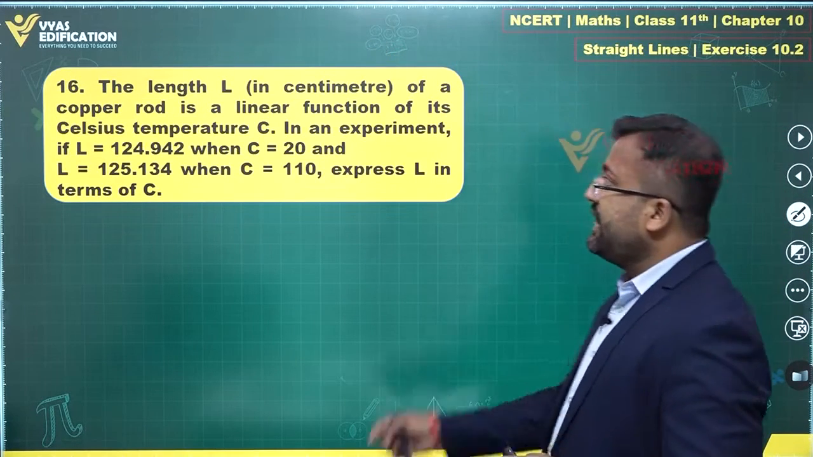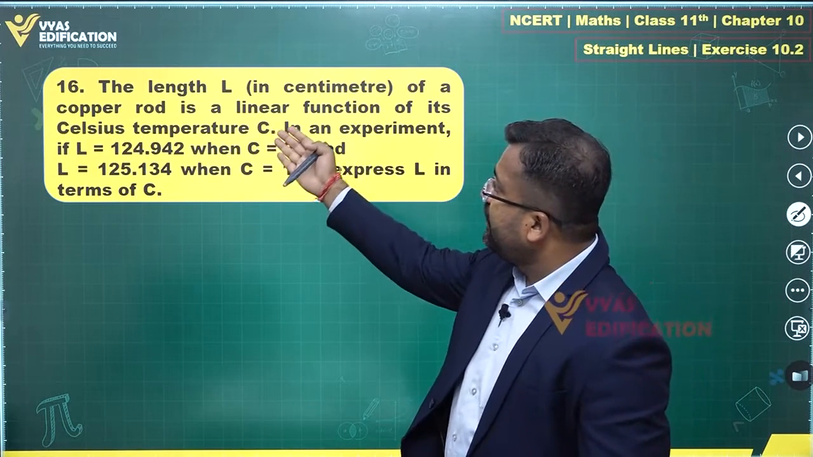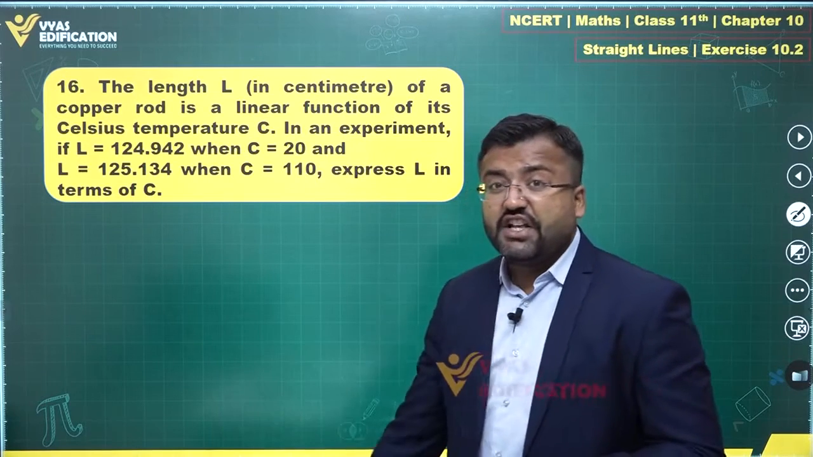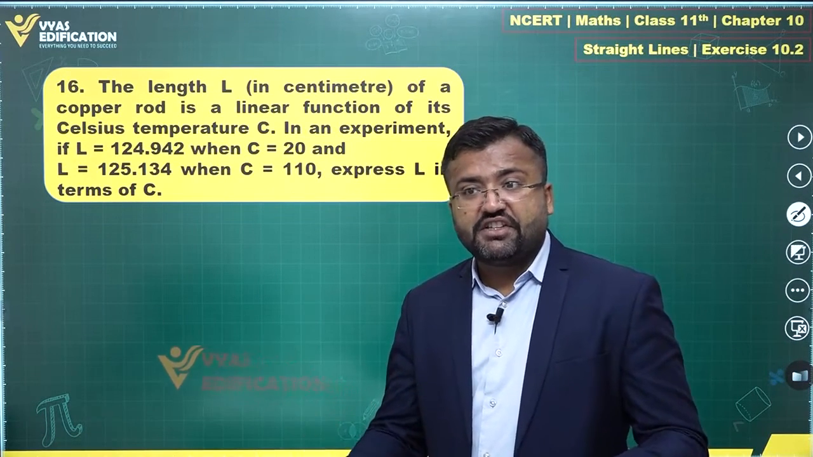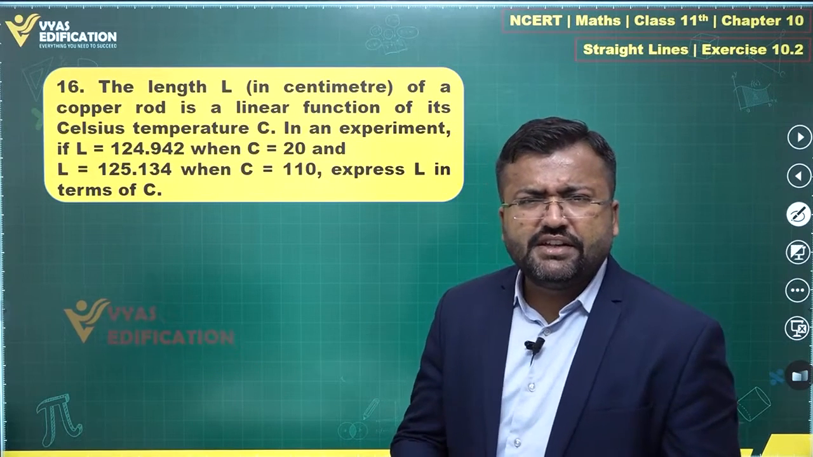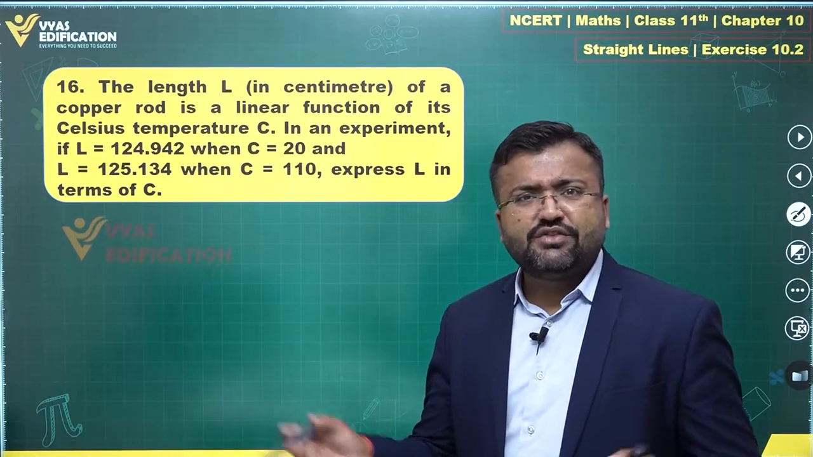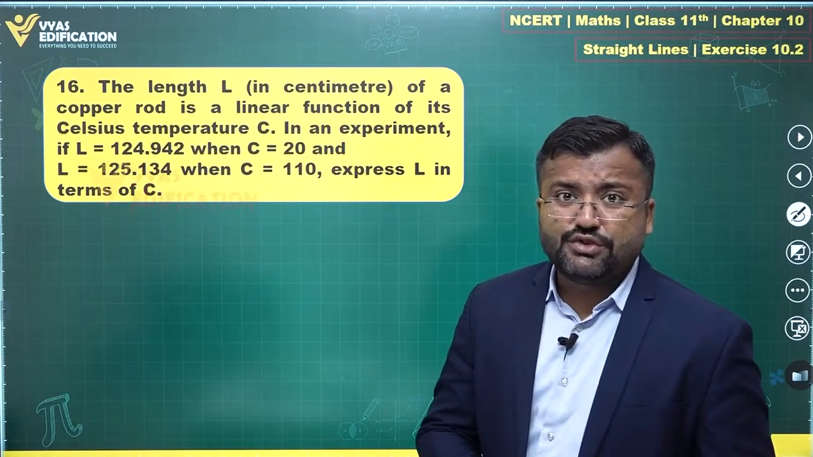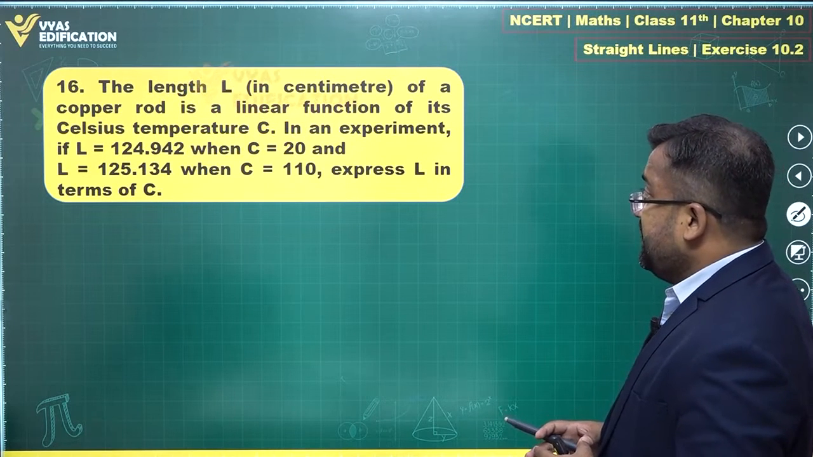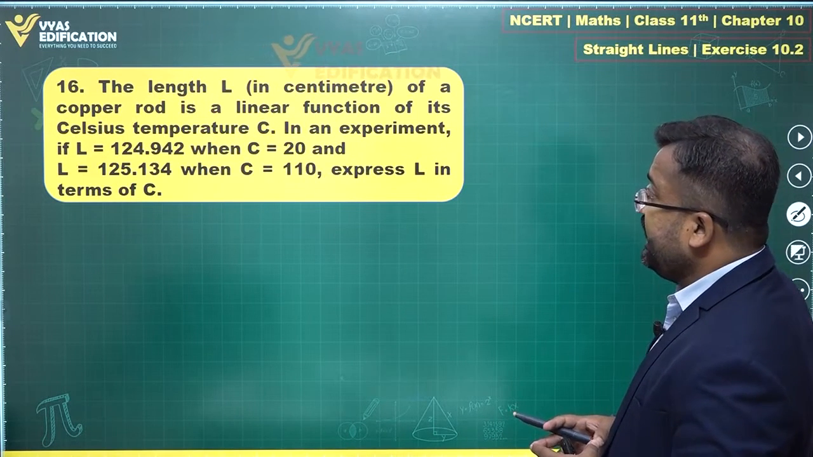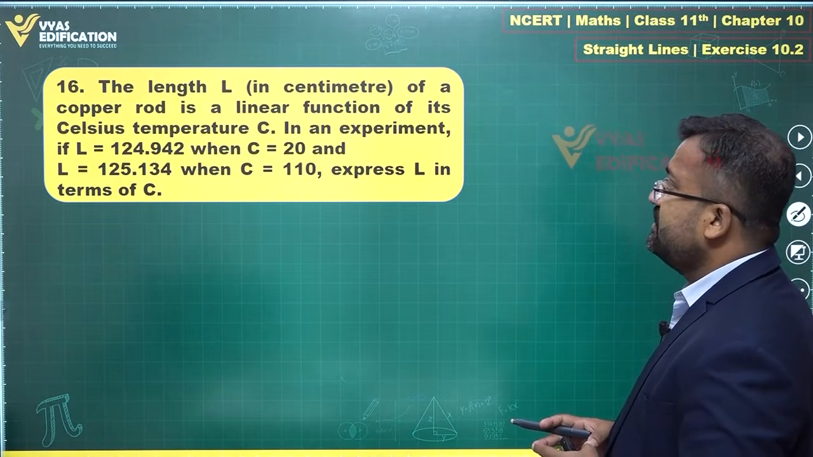The 16th question says, the length L in centimeter of a copper rod is a linear function of its Celsius temperature. Increasing the temperature increases the length. Expansion and contraction on change of temperature, that's something which you have studied in physics, and there's a question based on that. In an experiment, if L equals this when C equals 20 and L equals this when C equals this, express L in terms of C.